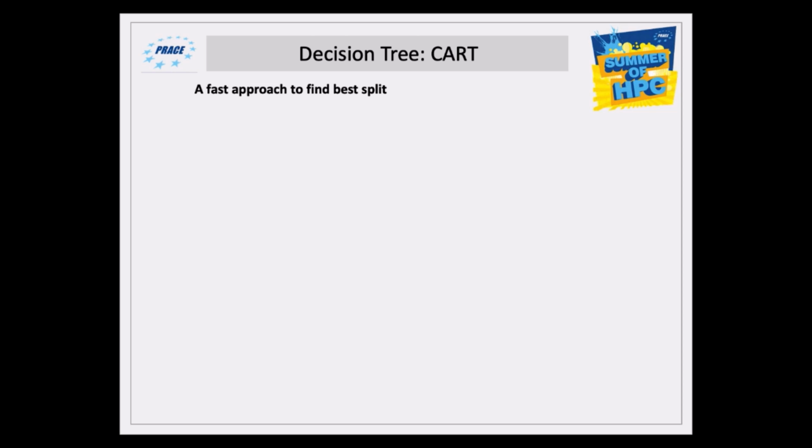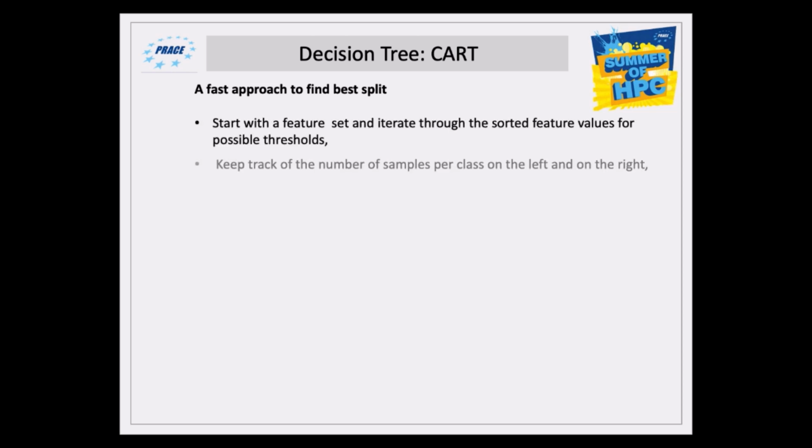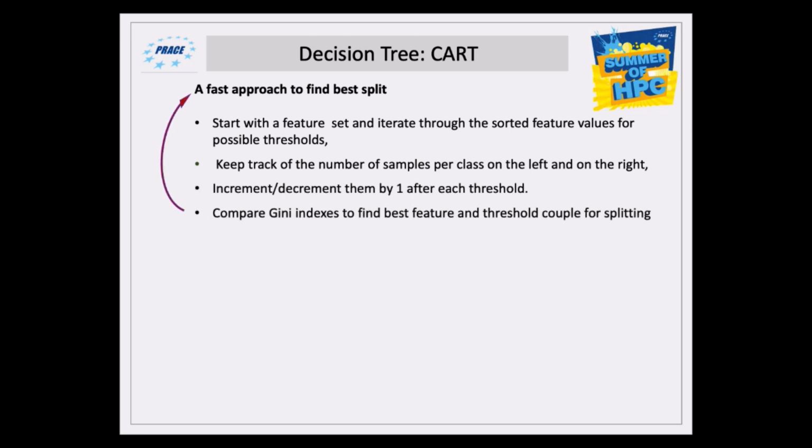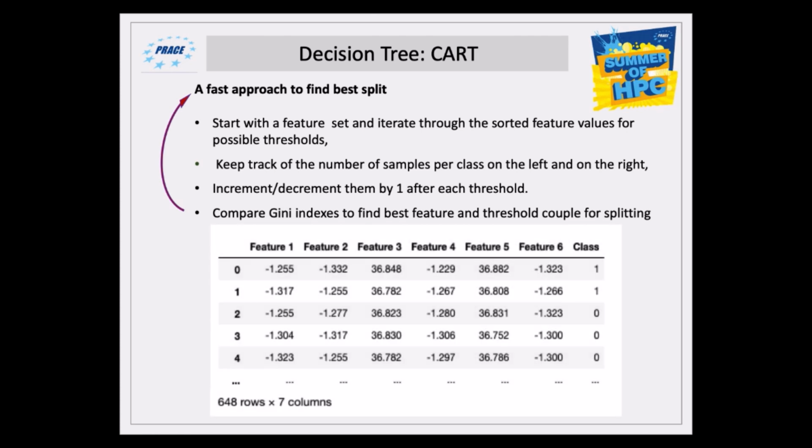The idea behind the CART algorithm is finding the optimal feature and threshold couple, minimizing the Gini index by testing all possible splits. For finding the best splits, firstly, the program starts with a feature set and iterates through the sorted feature values for possible thresholds. While doing this, it keeps track of the number of samples per class on the left and right. It applies the same procedure for each feature set. Finally, the program compares Gini indexes to find the best couple for splitting. After that, all we have to do is to split each node recursively until the maximum depth is reached. It is obvious that a higher number of features and entries means a higher number of calculations.